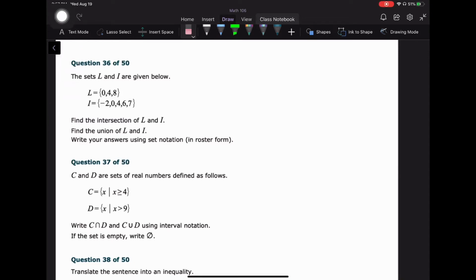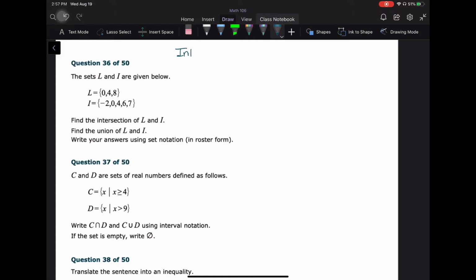One of the things that I noticed today in our breakout groups is that there were a lot of questions about 36 and 37, so I wanted to provide a video to make sure that everybody understood the concepts. First of all, when we are working with different types of sets and intersections and unions, there is a little bit of terminology you want to understand.